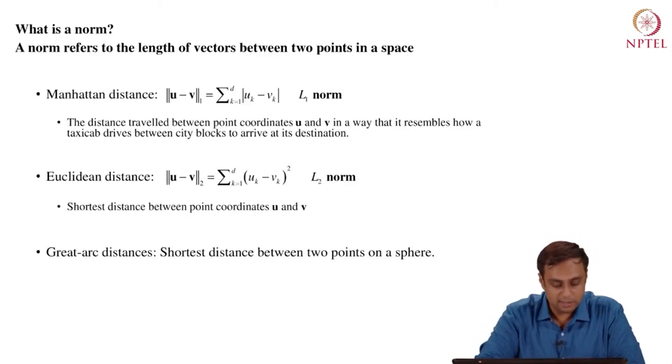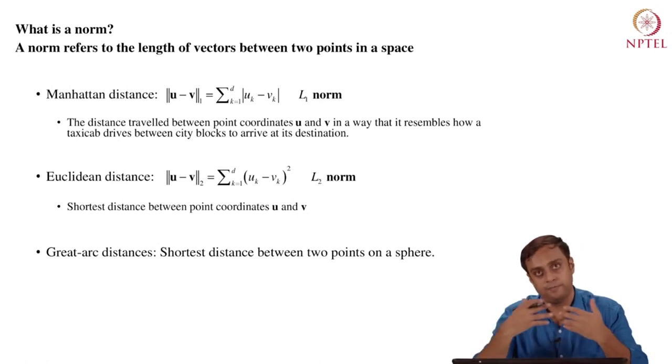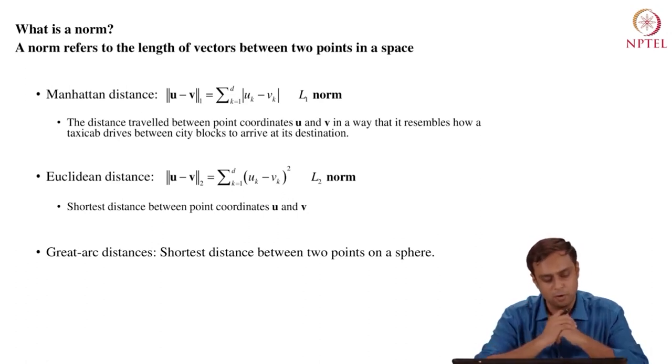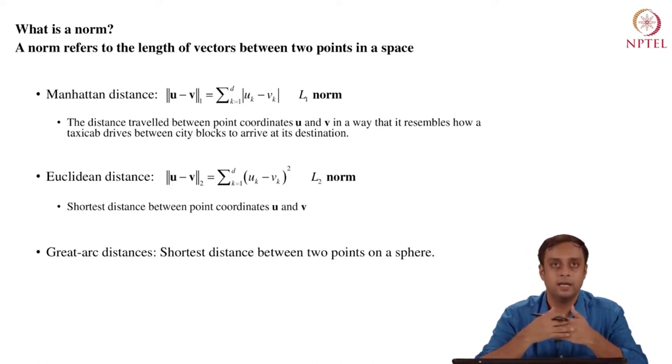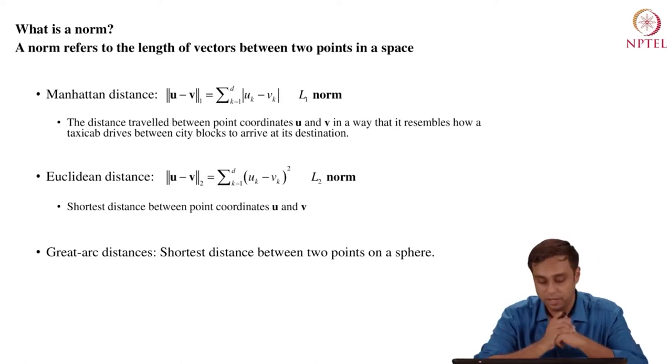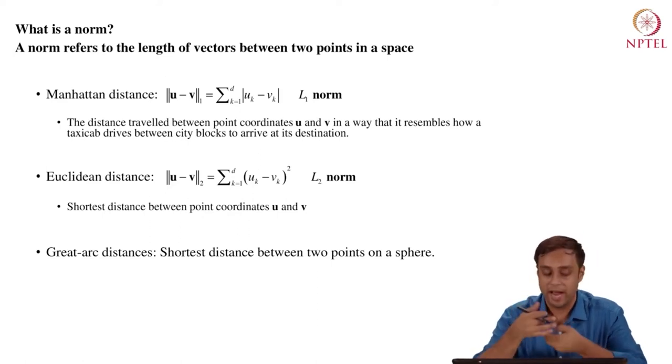The second type of measure for distance between any two given points in space is called the Euclidean distance. And this is indeed the shortest path between the points u and v.